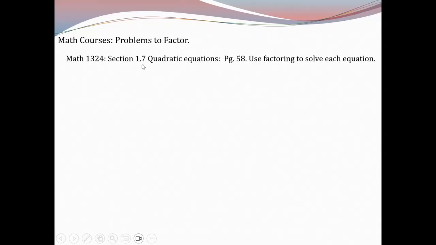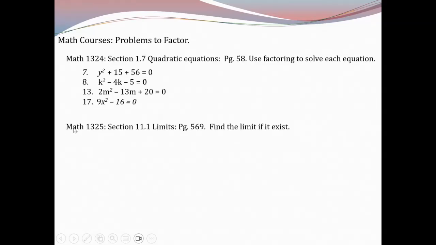Anyway, guys, problems to factor, right? Example 1324, and I got this from the book, section 1.7, quadratic equations, page 58, using factoring to solve each equation, right? So these are the ones you have to factor: the easy factoring by grouping, and this is two perfect squares. 1325, limits, page 569. Find the limit if it exists. Again, you have to factor.